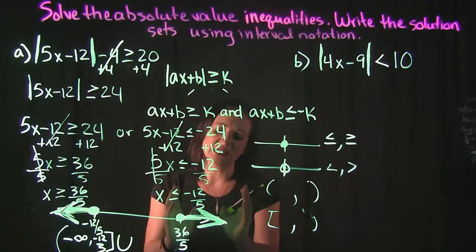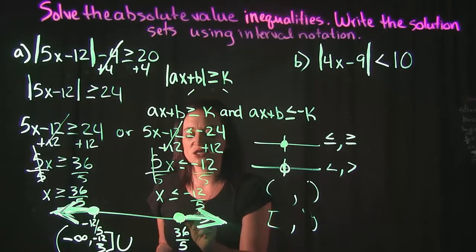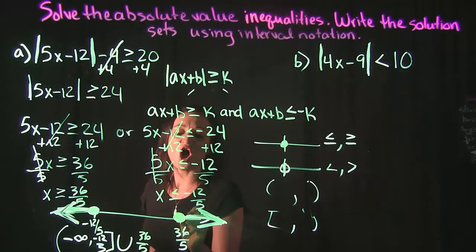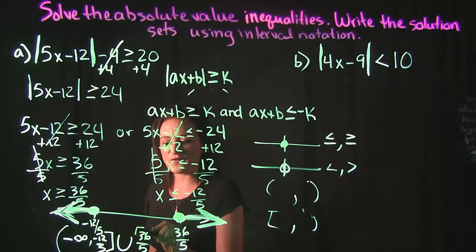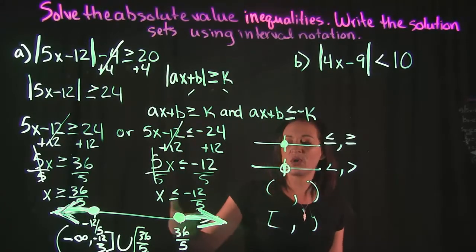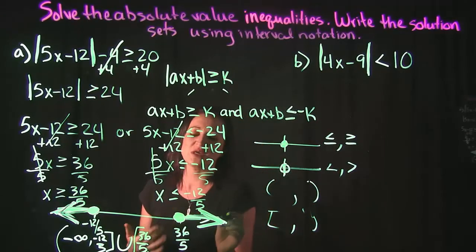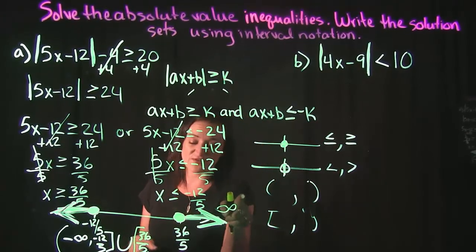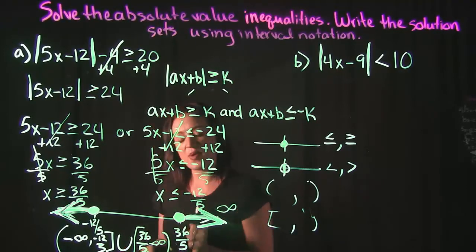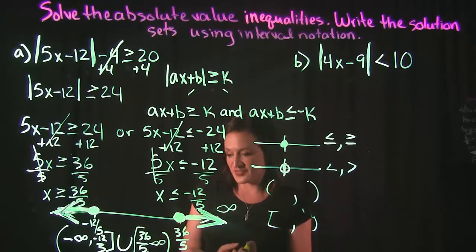So just taking a look at this section right here, our leftmost answer, where our shading starts, is at 36 over 5, and that is a solid dot at 36 over 5, which means it's a bracket, and it's going to keep going, keep going, keep going. Remember, this arrow just means that it's going to keep going off in that direction. It's never going to stop, so this is positive infinity over here. So that's how I'm going to close this one out. And remember that positive infinity or any infinities are always signified by parentheses.